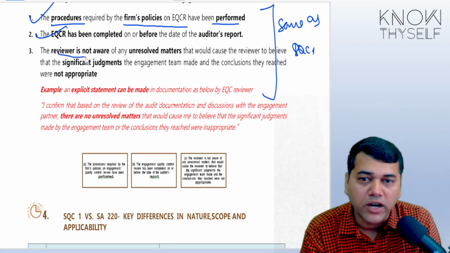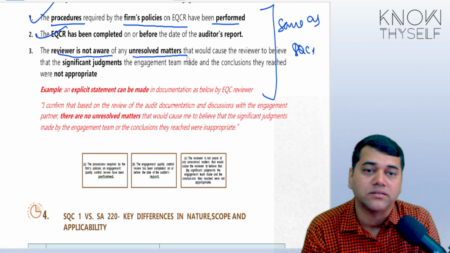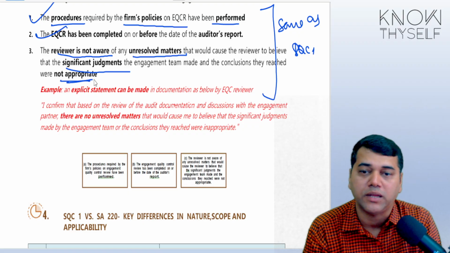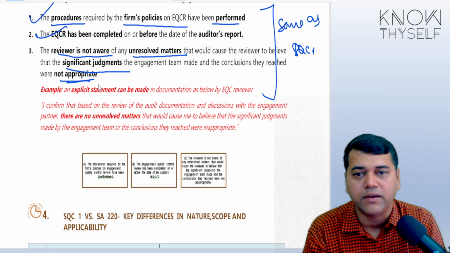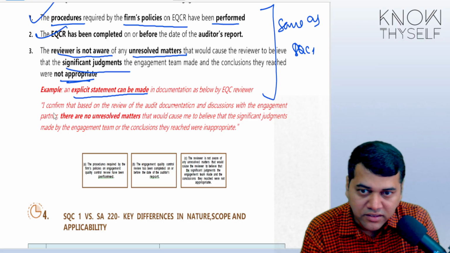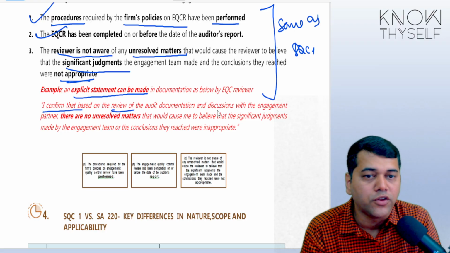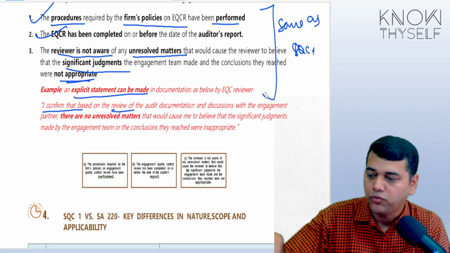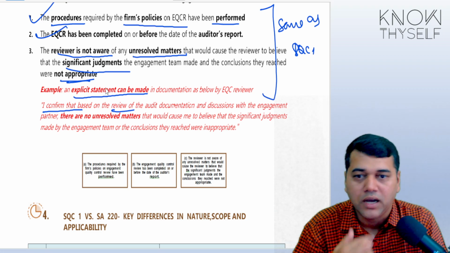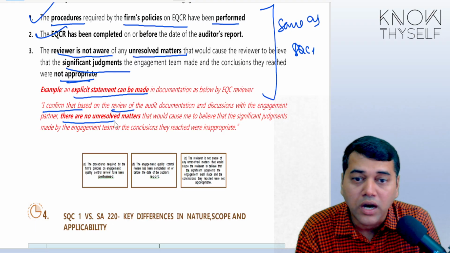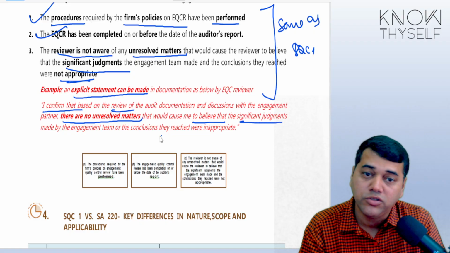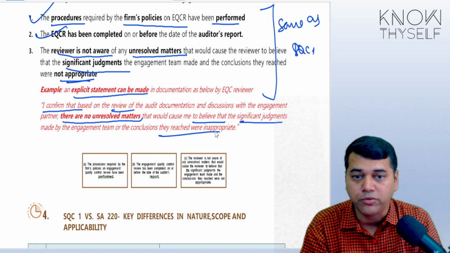The reviewer is not aware of any unresolved matters that would have caused him to believe that the significant judgments made and conclusions are not appropriate. Like, how do you document that you are not aware? This is an explicit statement you have to make. You have to write something like this: I confirm, based on the review of the audit documentation. See, something you know, you can document. What you are not aware of, how can you document? This is how you are going to write, that there are no unresolved matters that I believe would have been very significant, that would have changed my way of audit or the type of report.